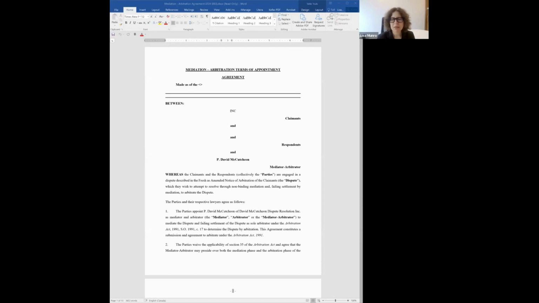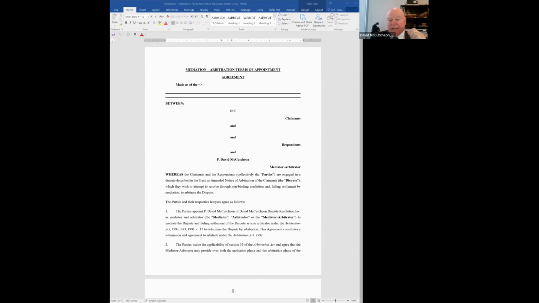Is it common that you start a dispute resolution process with everybody knowing that this is going to be a Med-Arb? Or is it common that you start with mediation and then the parties begin to become more interested in a process that will lead to finality because there's an arbitration at the end? Which is more common? It's about 50-50 in my experience.